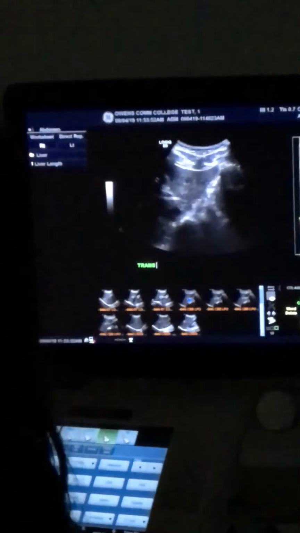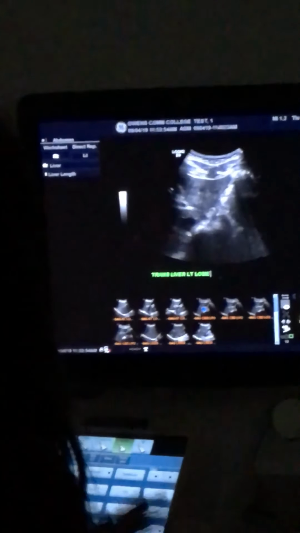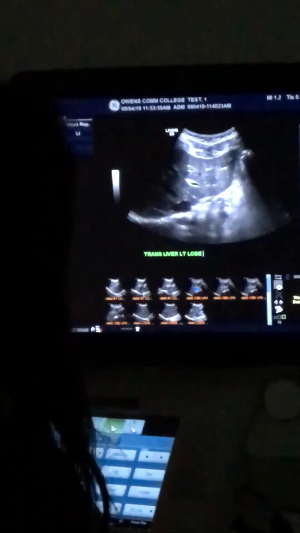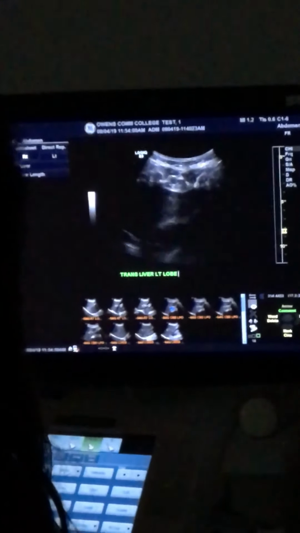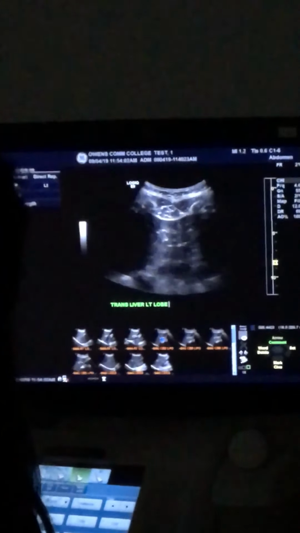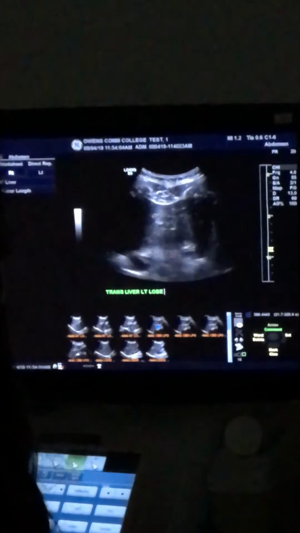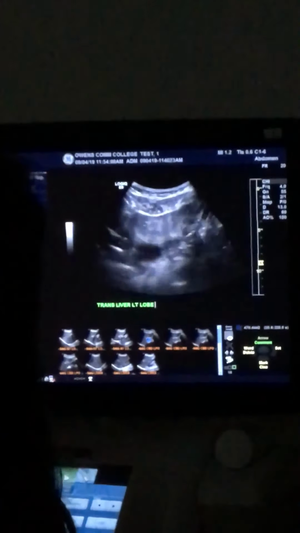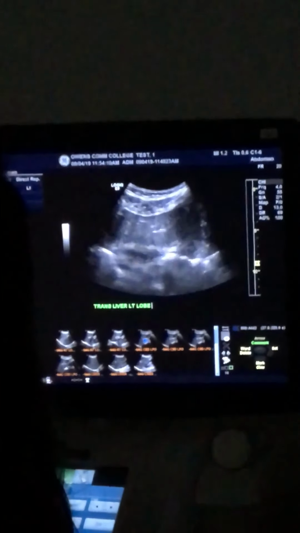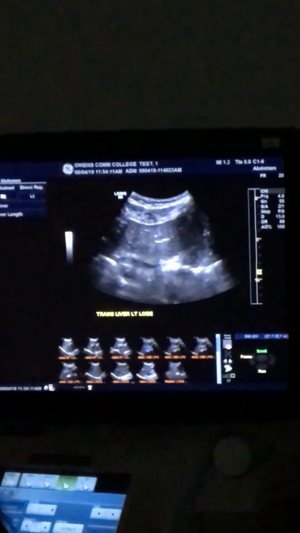So now we're going on to transverse left lobe of liver. So for this, I like to angle all the way up to where I see the heart. And then I come back down. That's my first picture. That's transverse left lobe of liver. Now take a breath in and hold it for me. So there's her heart. And I'm just coming back in here and taking a picture.